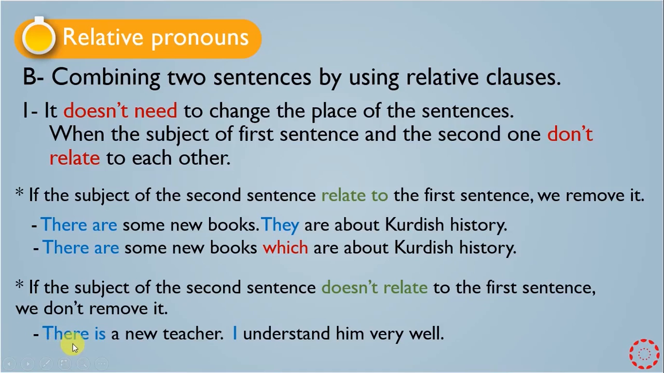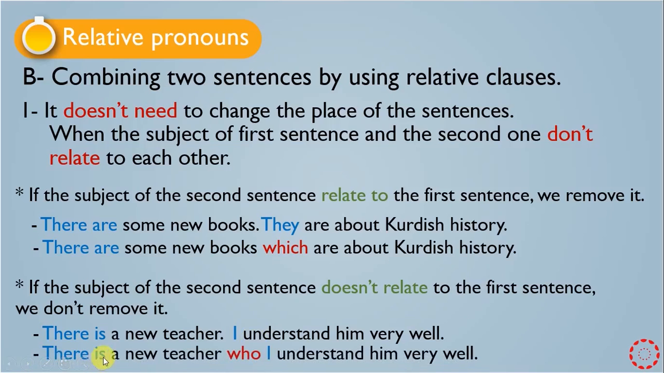Look at this example. There is a new teacher. I understand him very well. In the first sentence we have "there is", and in the second one we have "I", which is a personal pronoun for the first person. In these two examples, the subject of the first sentence and the second one don't relate to each other. That's why we cannot remove the subject in the second sentence when we combine these two sentences by using relative pronouns. We say there is a new teacher who I understand him very well.